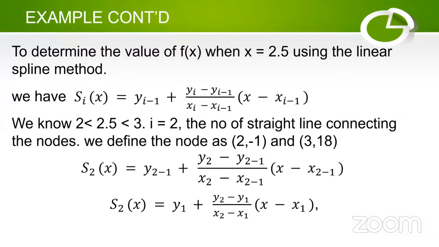Here we know that our s value of 2.5 is lying between the points 2 and 3. And our i is the number of the straight line connecting the nodes. Our i is defined by the nodes. So what do we call the nodes?